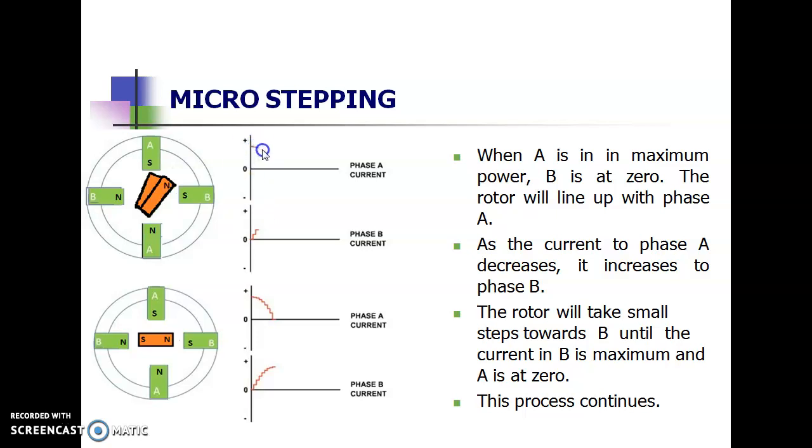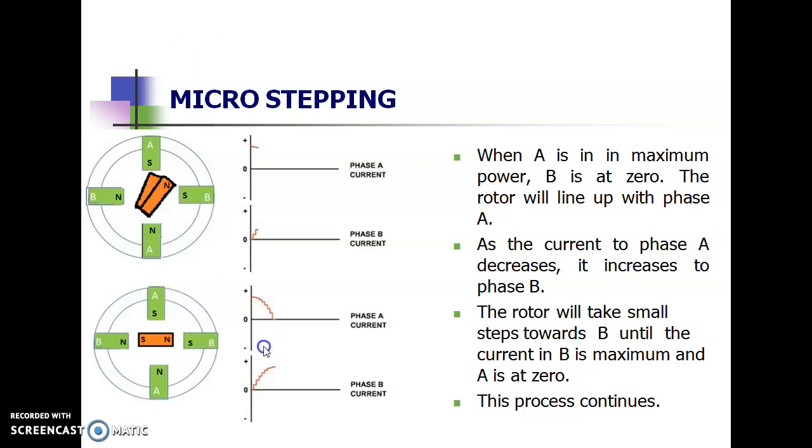Okay, this is decreasing and this is increasing, right? So what will happen? This rotor tries to move slowly towards B, because this current is rising. Phase B is rising, or phase B increases. So by that the rotor is going to move towards B in very small steps.